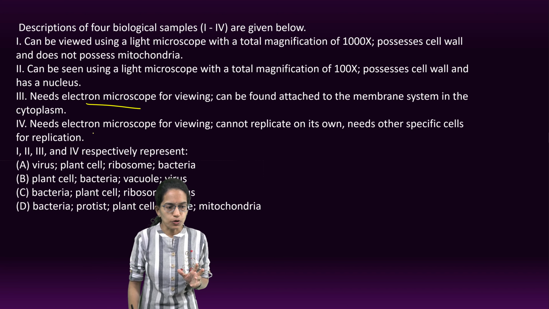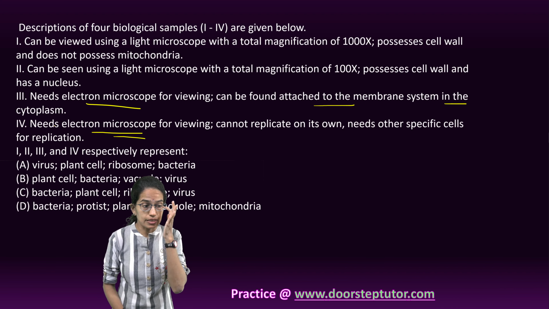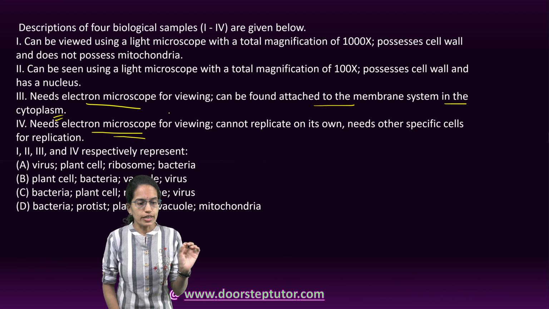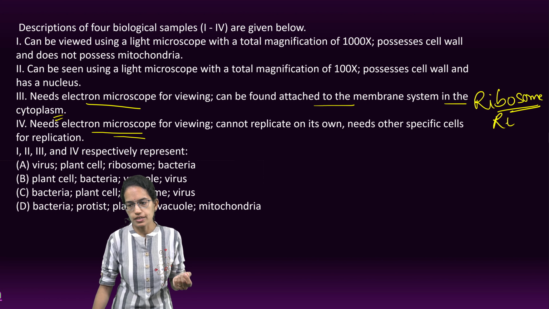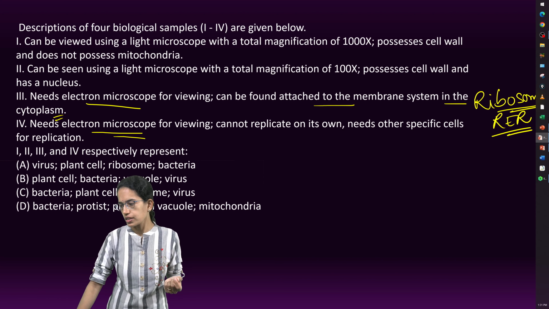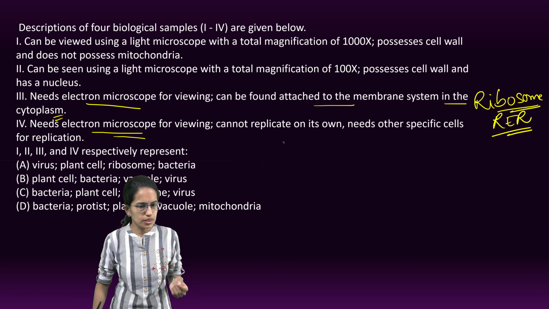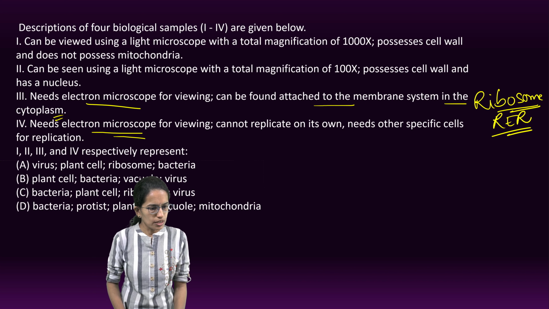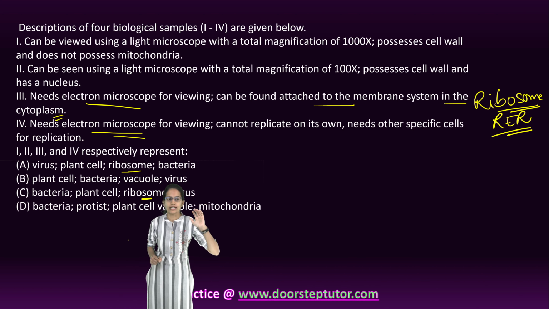You require an electron microscope, that's common for both, but it is found attached to the membrane system in the cytoplasm. So what can it be? It can be ribosome. It is attached to the endoplasmic reticulum, the rough endoplasmic reticulum, and therefore can be the correct answer here. So option 3 can be ribosome. Now if you look at the choices here, A has ribosome and C has ribosome, right? So let's check out the second one.